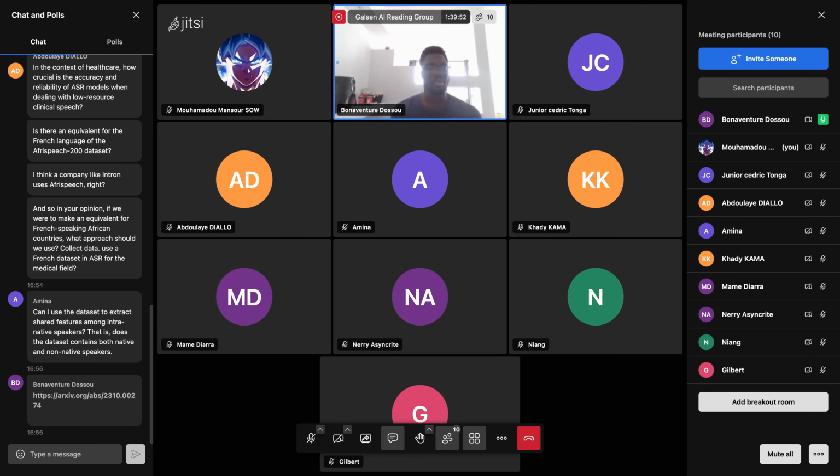Can I use the dataset to extract shared features among intra-native speakers? That is, does this dataset contain both native and non-native speakers? So obviously, the focus here was not really on non-native or native speakers, because we focused on African countries that are English speaking ones. So countries like Nigeria, Ghana, South Africa, and so on.